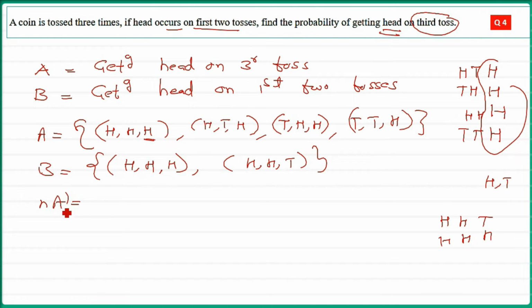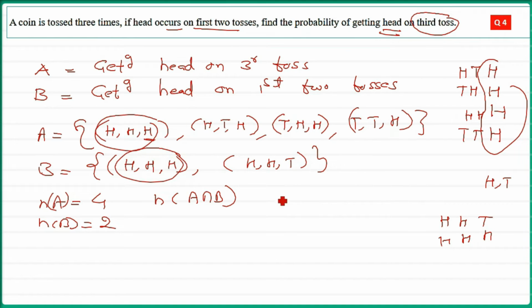So what is the number of elements in A? We don't have to get NA and NB always. Only one of them we have to know. But it's good to know the values. So 4 in A, 2 in B. And A intersection B, what is the common element in these 2 sets? Only H, H, H is there. Only this one and this one. So only one is common. So N of A intersection B will be 1.